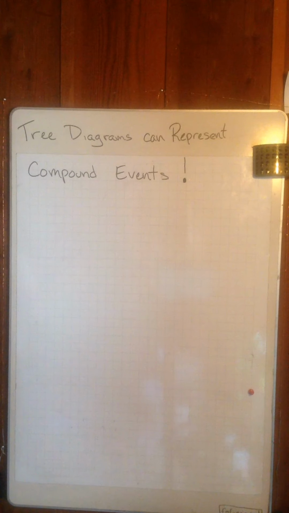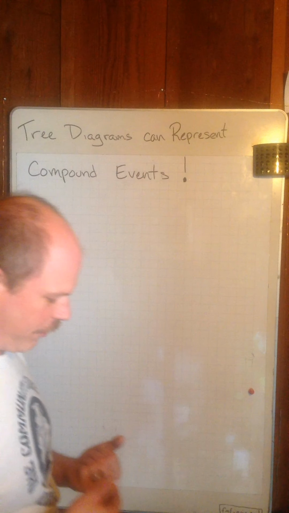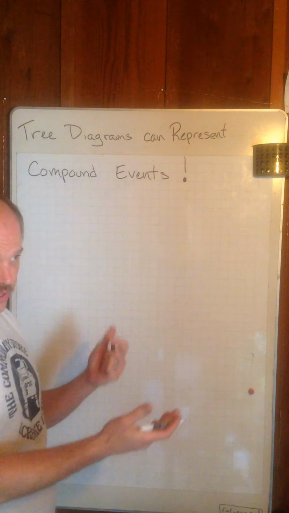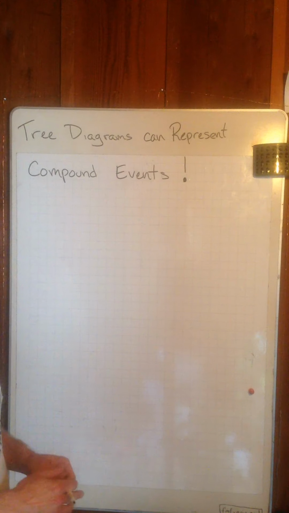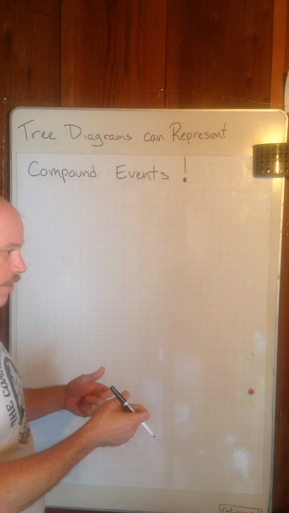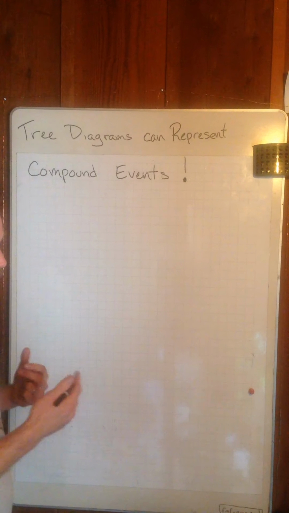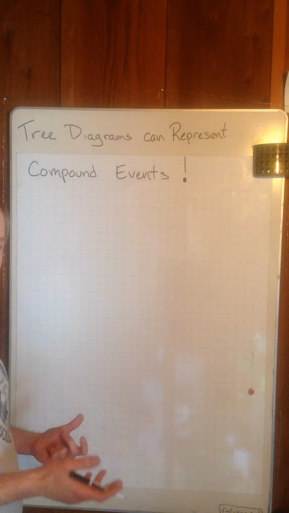My friends, today I want to talk to you about how you can use tree diagrams to represent compound events. So, what's a compound event? Well, as you remember, an event is something that occurs when we're talking about probabilities, like what the outcome was of a probability experiment. A compound event is the likelihood of multiple probability outcomes.